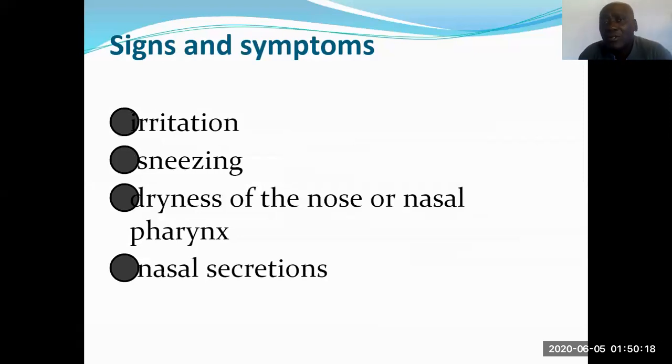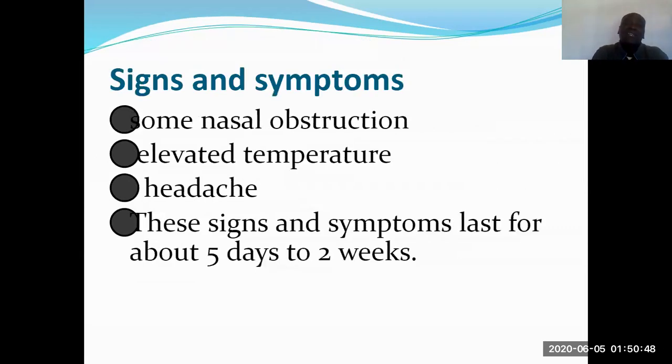What are the signs and symptoms of this CORYZA? One, irritation. There will be an irritation of the respiratory tract, okay? Then sneezing, dryness of the nose or nasal pharynx, they will be dry. Then we are saying nasal secretions, those are the signs. Some nasal obstructions, elevated temperature, headache. These signs and symptoms last for about 5 days to 2 weeks. So you notice that when you have CORYZA, these signs, the obstruction, elevated temperature, running nose, they may last for 5 days to 2 weeks.